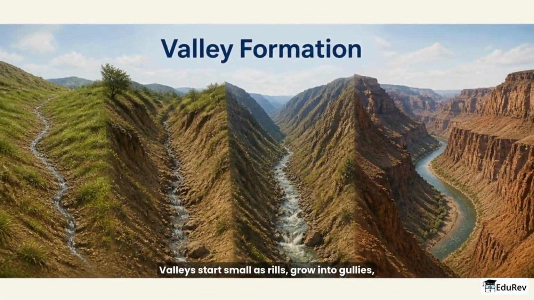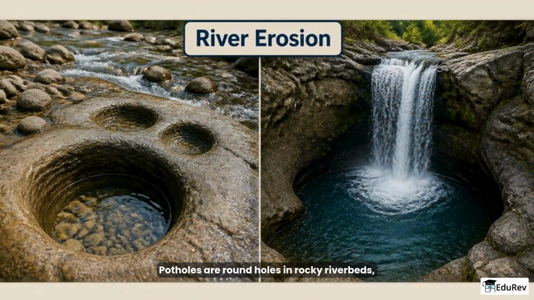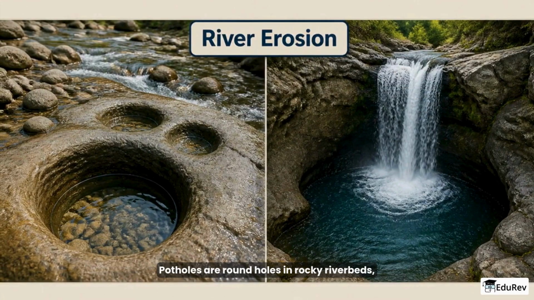Valleys start small as rills, grow into gullies, then widen and deepen into valleys. Types include V-shaped valleys, gorges, and wider canyons, depending on rock type. Potholes are round holes in rocky river beds, made by pebbles spinning and grinding. Plunge pools are deep hollows under waterfalls from falling water force.